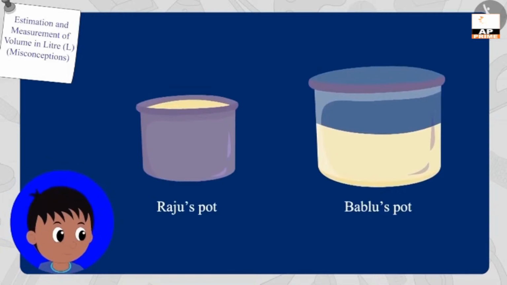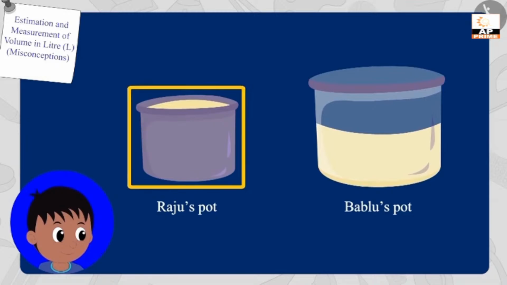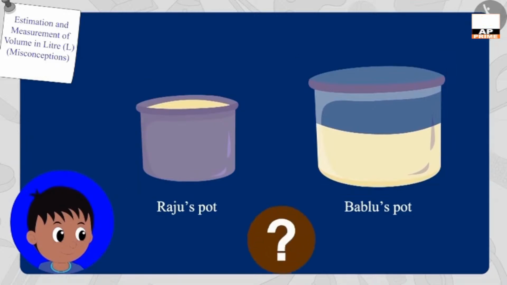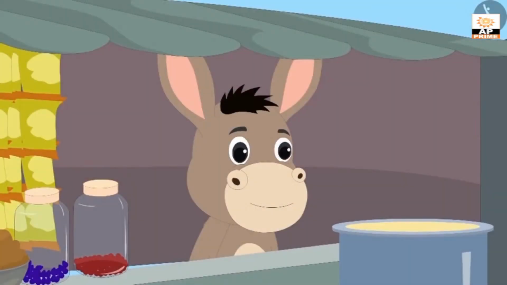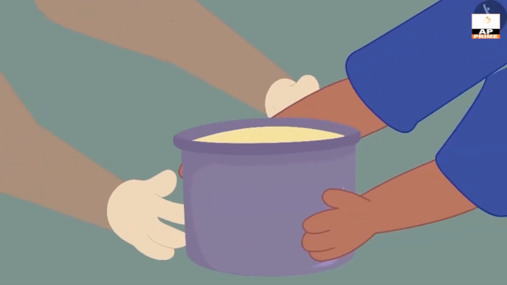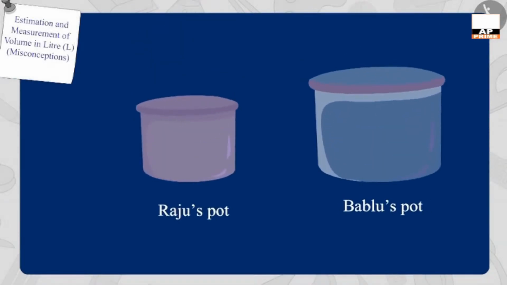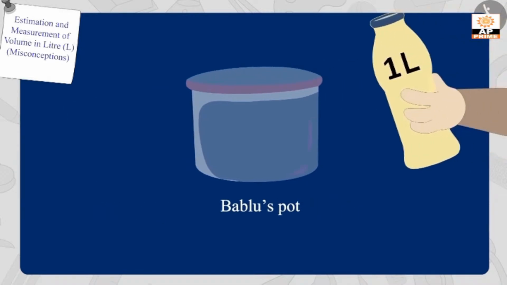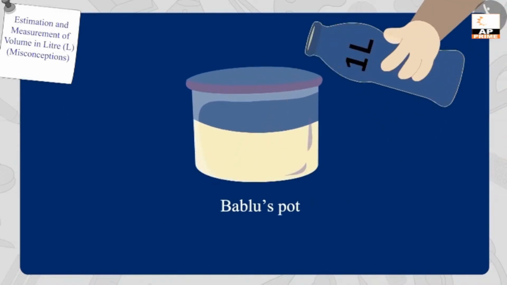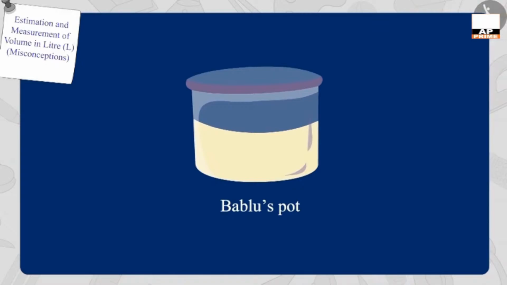Children, is Raju right? Does his pot have more oil than Bablu's pot? Bhola listened to Raju and took the pots from both of them and emptied them completely. Now Bhola poured oil from the 1 liter bottle into Bablu's pot. Bablu's pot is half full.